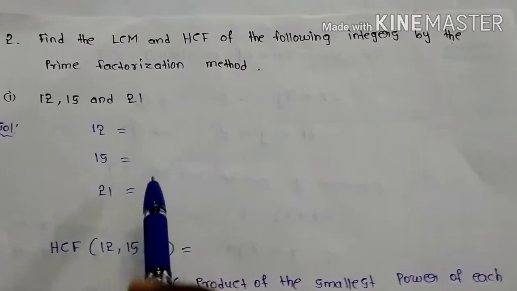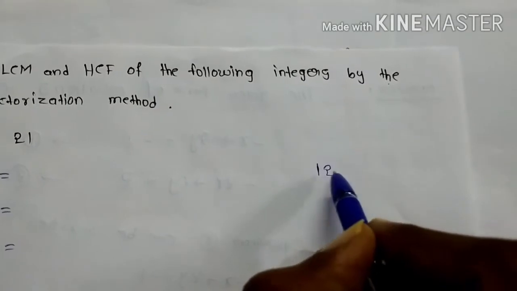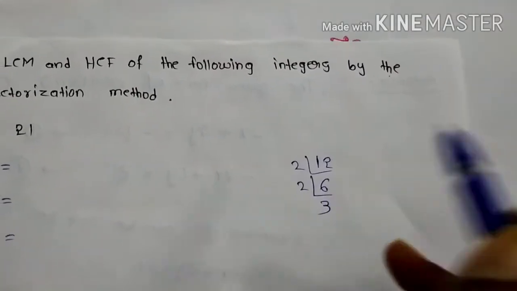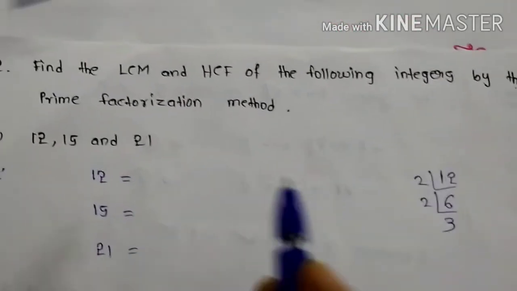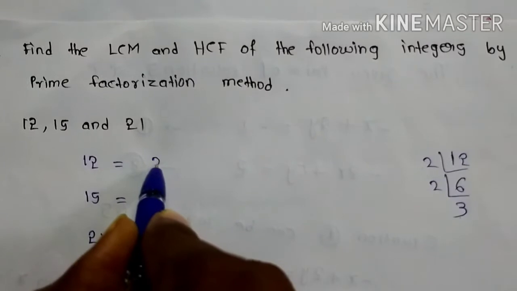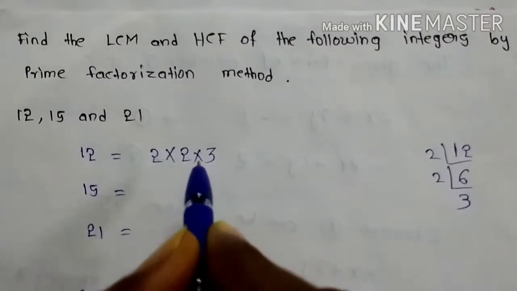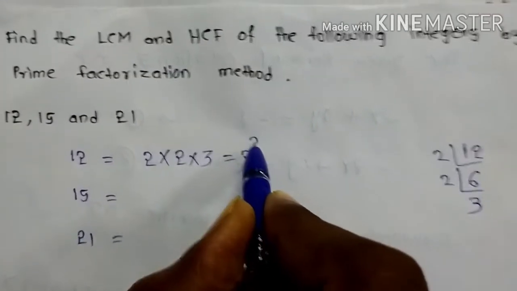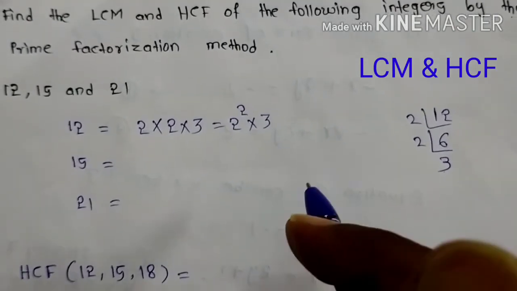You know that 12 can be expressed as, how can you express 12? Here, 2 sixes are 12, 2 threes are 6. Can you write 2 into 2 into 3? Yes, that only you can write. That means 2 into 2 into 3 is 2 power 2 into 3, and 3 means 3 power 1. Is it okay? I hope you understood this one.